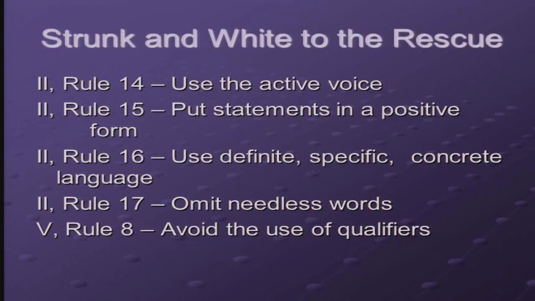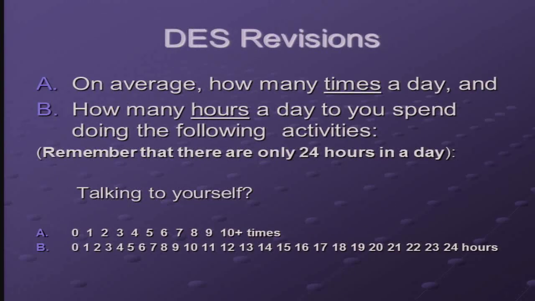Well, like I said, this is simply bad writing. So I go to my old Strunk and White, and there are the answers primarily in chapter 2. Use the active voice. Put statements in a positive form. Use specific concrete language, omit needless words, and avoid the use of qualifiers. So I rewrote the instructions and said, how many times a day and how many hours a day do you talk to yourself? And I rewrote about 16 of the questions.